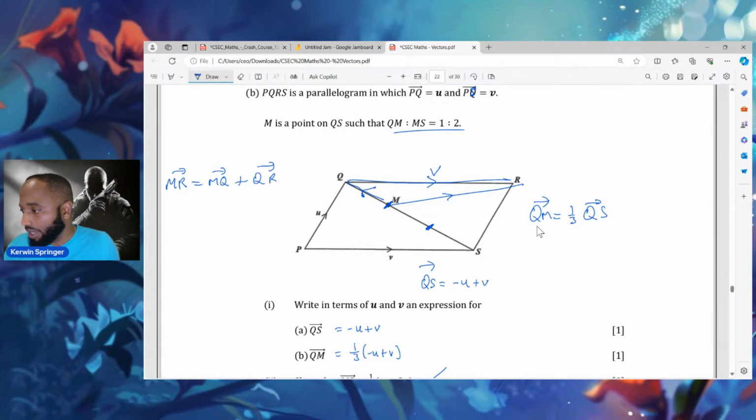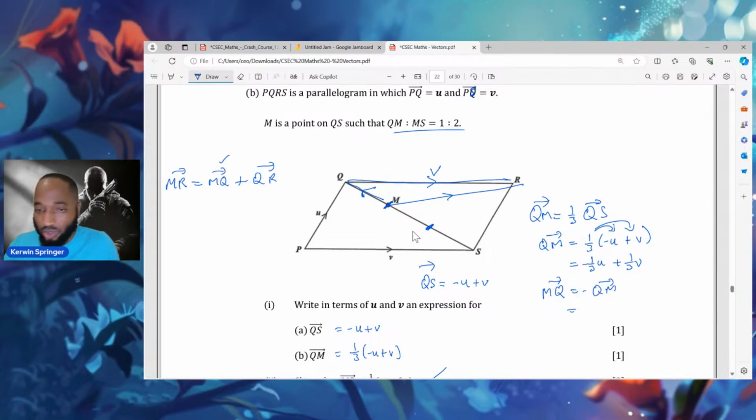But if Q to M is 1/3 of negative U plus V, let's expand this. This is 1/3, negative 1/3 U plus 1/3 V. I just put the 1/3 by both of them. Then M to Q would mean switch the signs, because M to Q is negative Q to M. So M to Q, which is what I need here, is like backwards Q to M. I'll put 1/3 U minus 1/3 V.